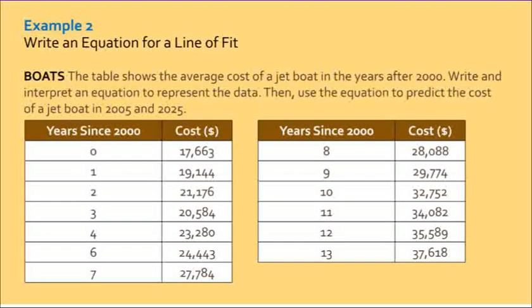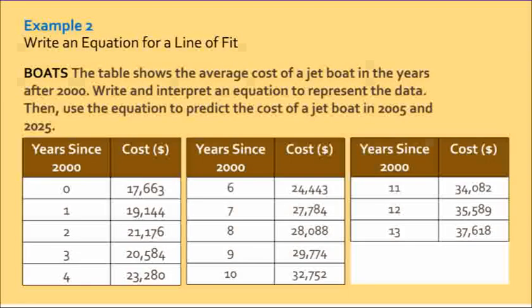For example, the table shows the average cost of a jet boat in the years after 2000. Write an equation to represent the data, and use the equation to predict the cost of a jet boat in 2005 and 2025. So here we see years since 2000. The year 2000 was 17,663. And then it goes all the way up to year 2013, which would have been 37,618.